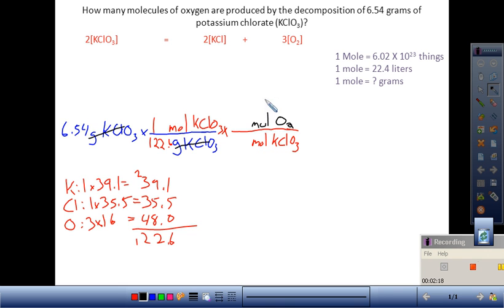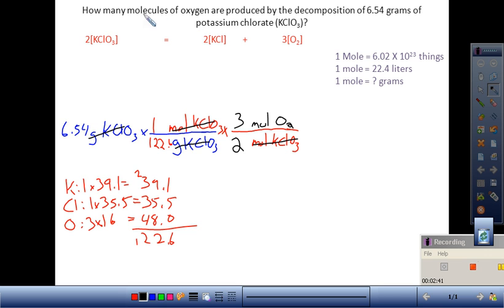To get my mole ratio, my numbers tell me there's 3 O2s for every 2 KClO3s. Make sure you match the formula here. A lot of times people will take this one, happens to be the same number, but make sure you match them up. Alright, I'm going to cross off the things that are matching. I don't need those anymore.